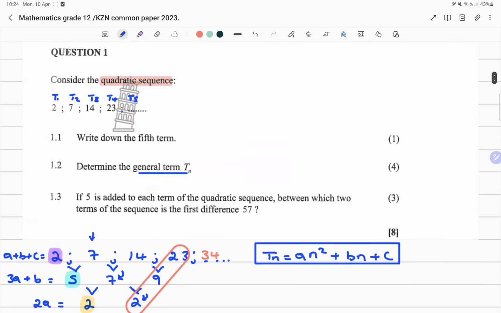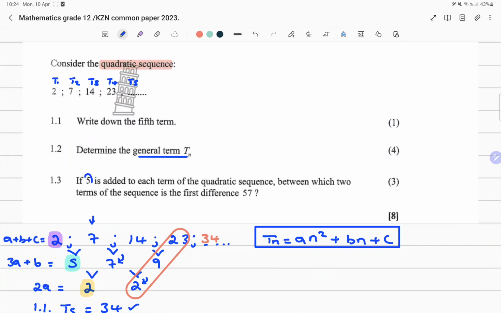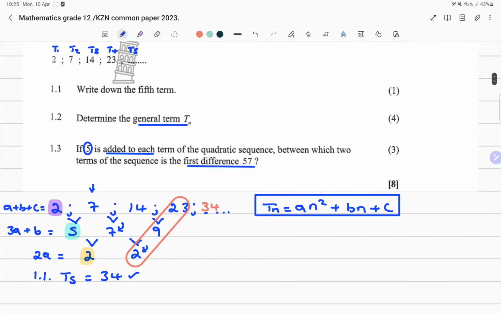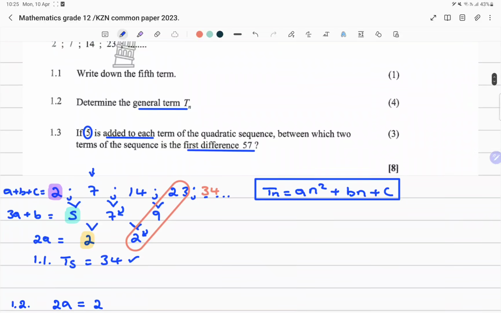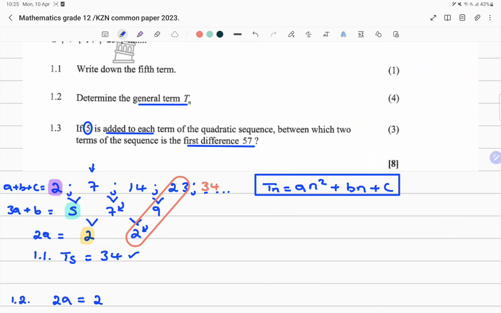Now let's move on. What's the next question? It says, if 5 is added to each term of the quadratic sequence, between which two terms of the sequence is the first difference equal to 57? Between which two terms of the quadratic sequence will the first difference be 57? That's easy. If we're adding 5 to each of these terms of the quadratic sequence, when we're taking the first differences, it won't matter. So this is just a dummy.